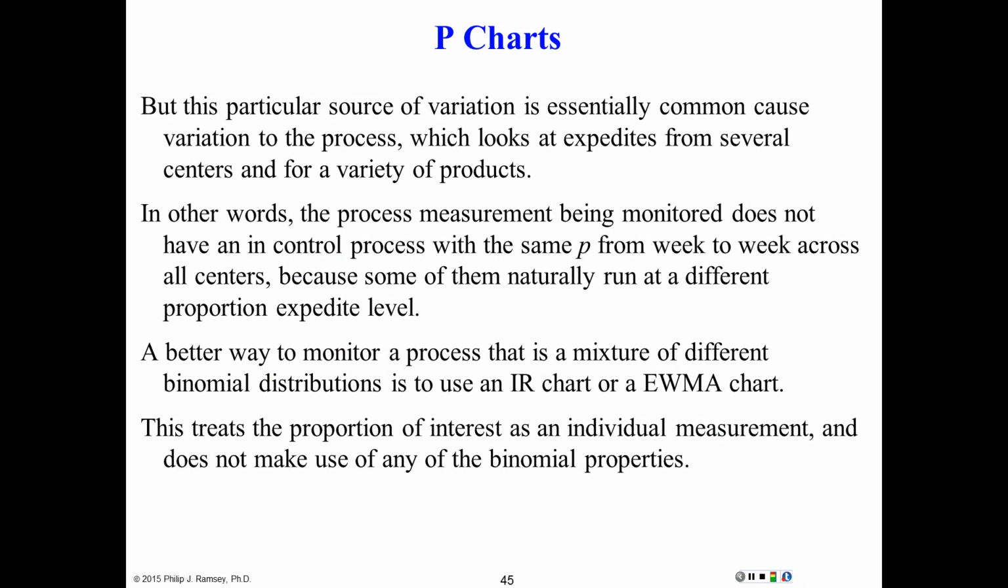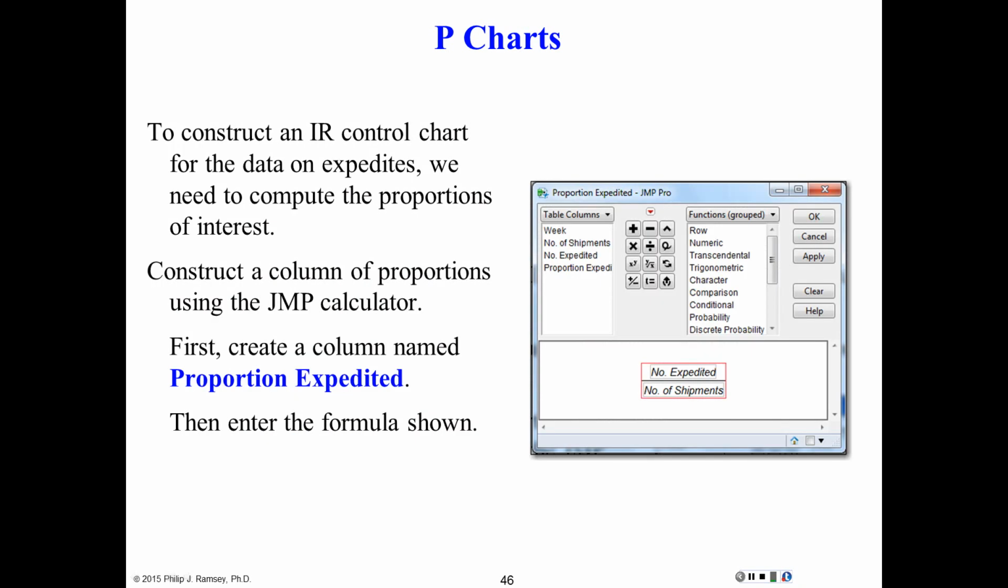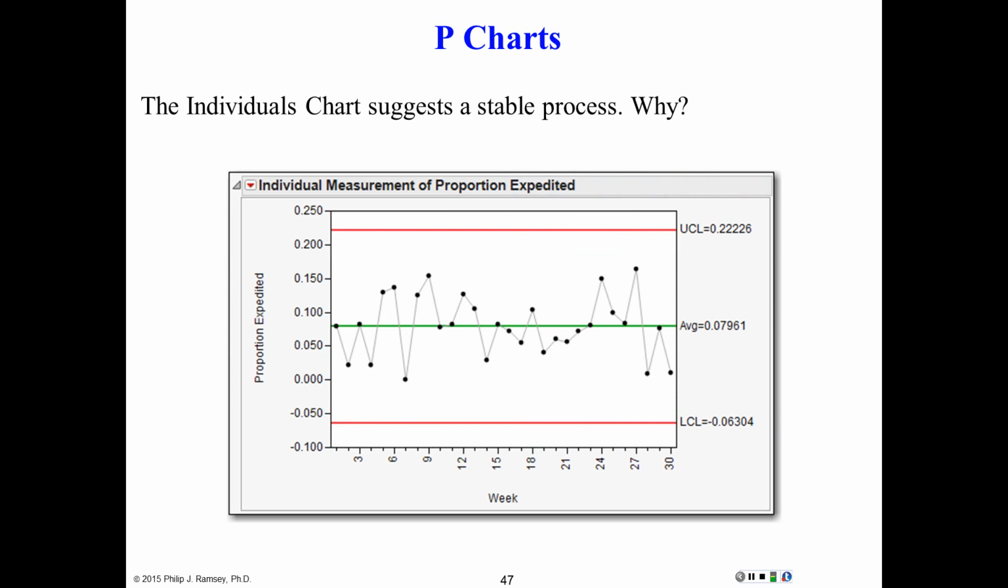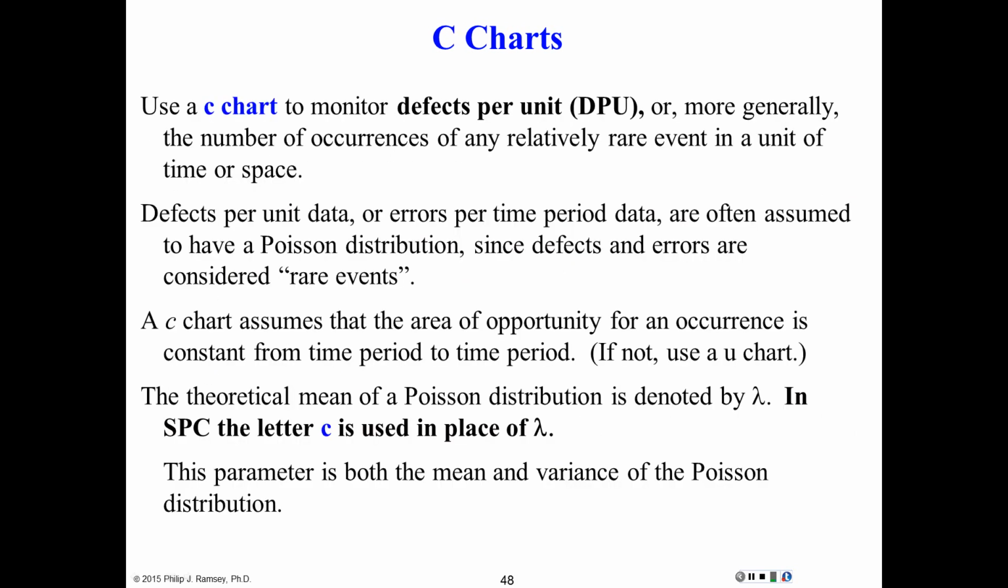The answer is calculate your own proportion and then use an IR chart. Okay? So here I calculate a proportion, and there's an IR chart, and you can see the process is in control. Okay? The rest of these charts I'm not going to talk about. You can read them. They aren't used much in quality, especially transactional, but you can read about them.